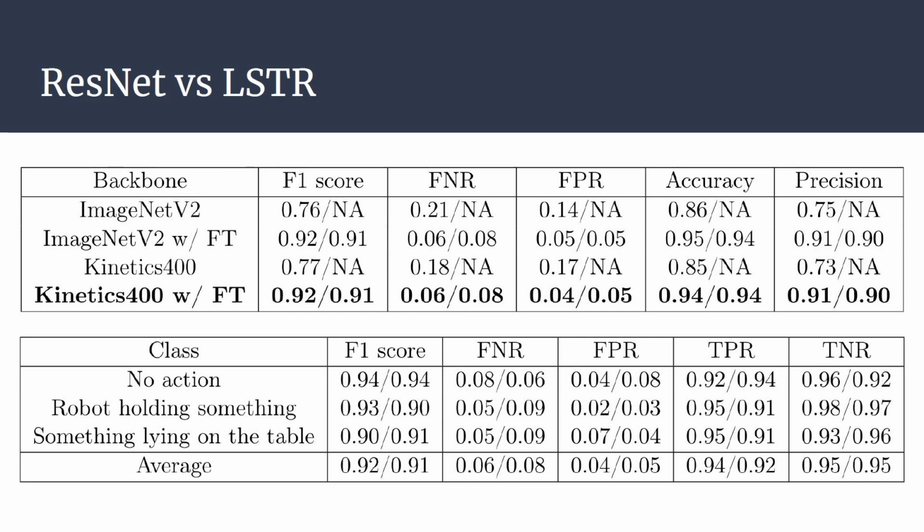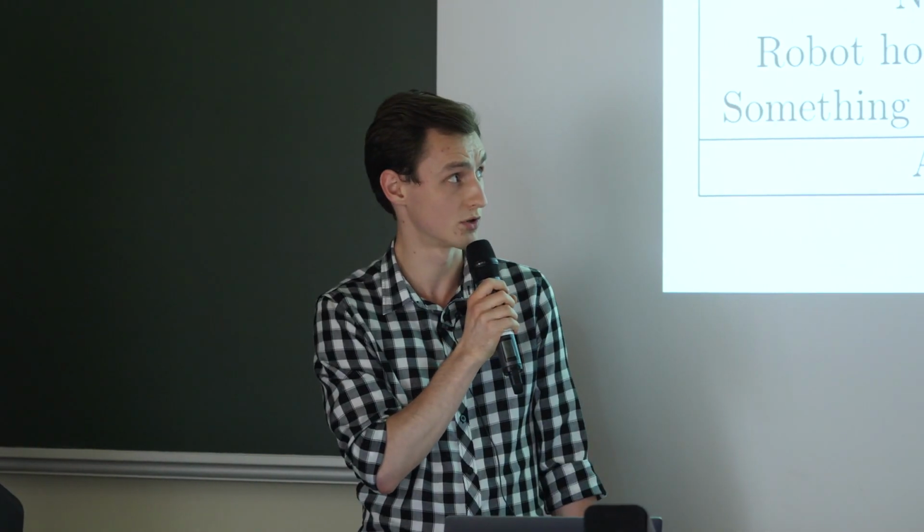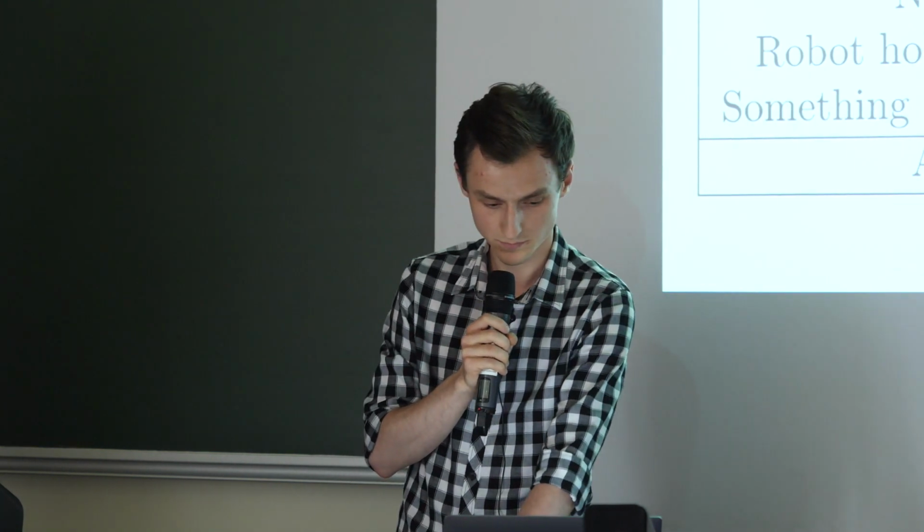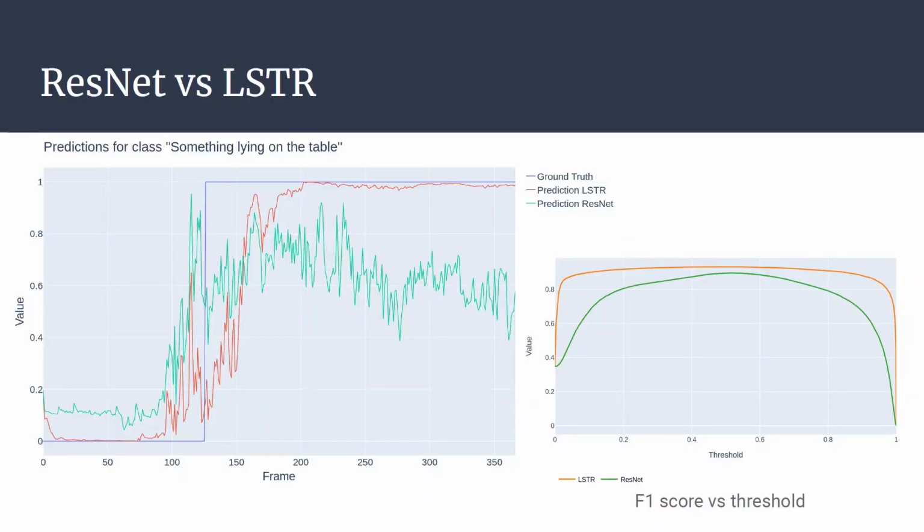And in the bottom table, you can see metrics per class for the best performing model, which is LSTR with ResNet pre-trained on Kinetics 400 with fine-tuning. And you can see that metric-wise, there's not that big of a difference between LSTR and ResNet when we use a fine-tuned backbone. But the big advantage of LSTR comes as its robustness.